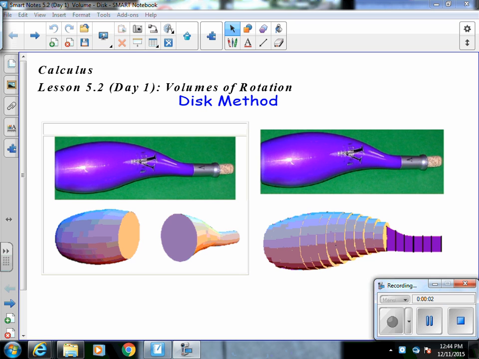We're going to talk about what happens if we take those sections that in the previous section 6.1 we were finding the area of, and now instead of finding the area, we're going to take those shapes, rotate them around the x or y axis, sometimes another line, and find out the volume of our now three-dimensional figure.